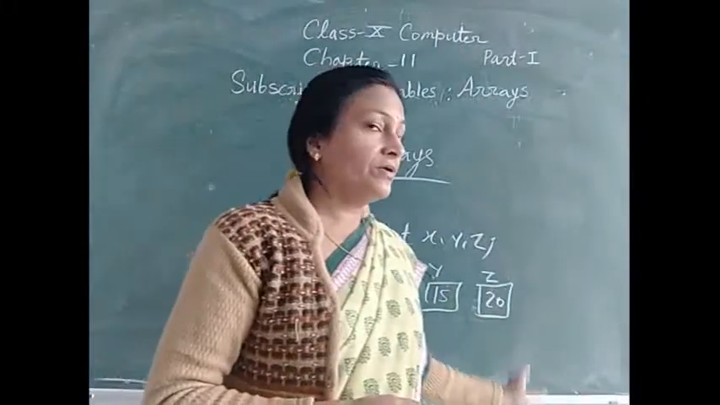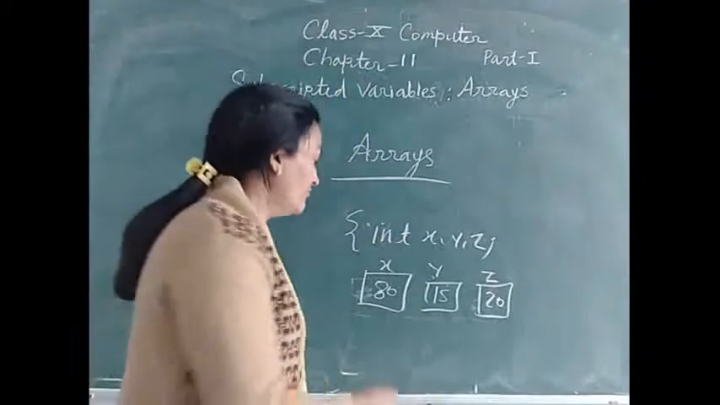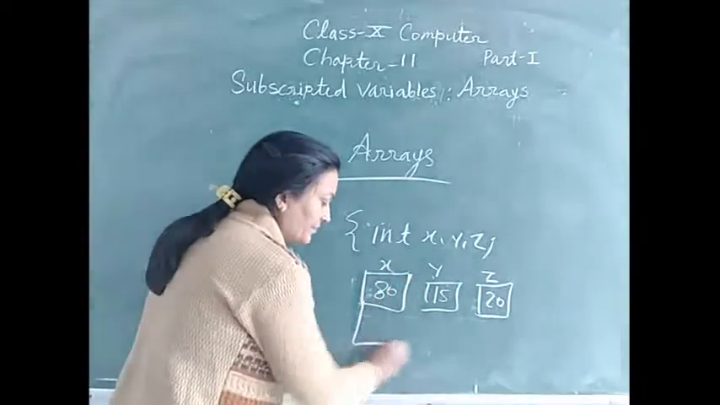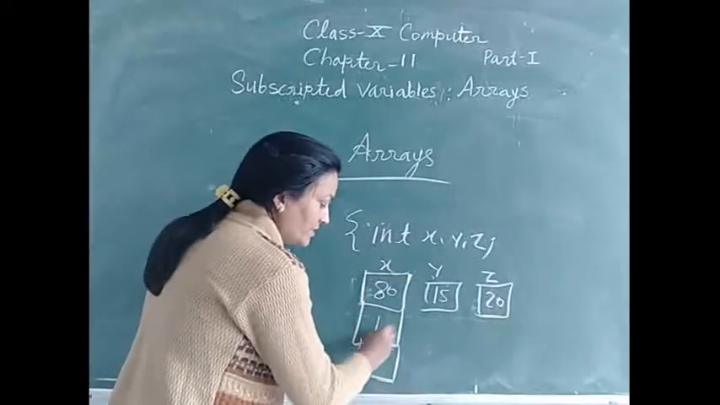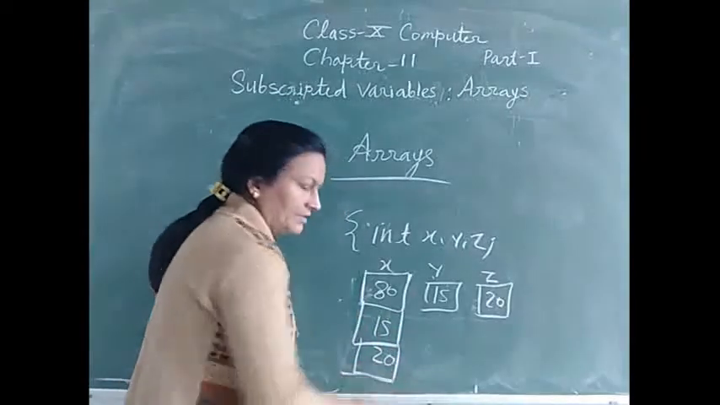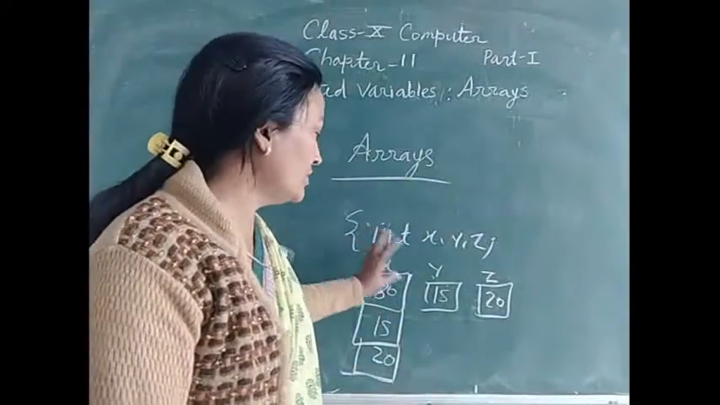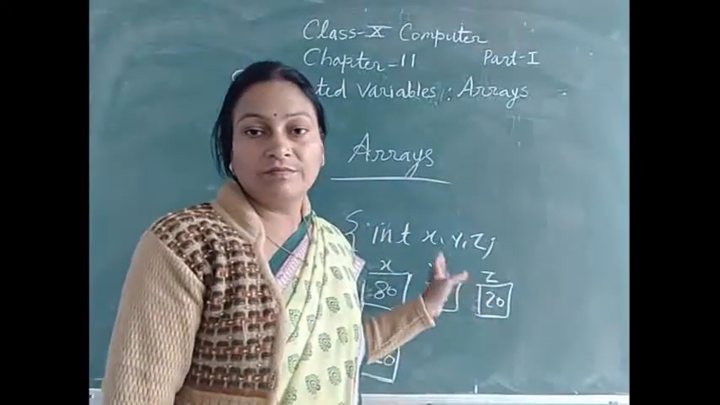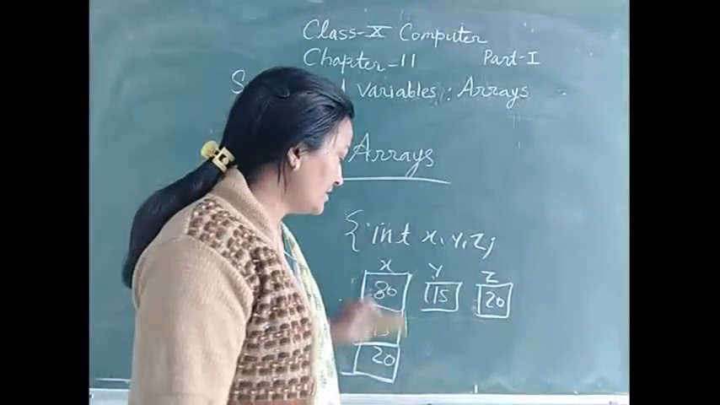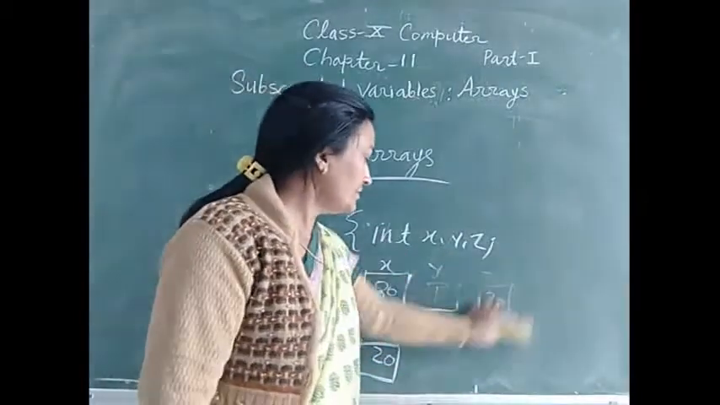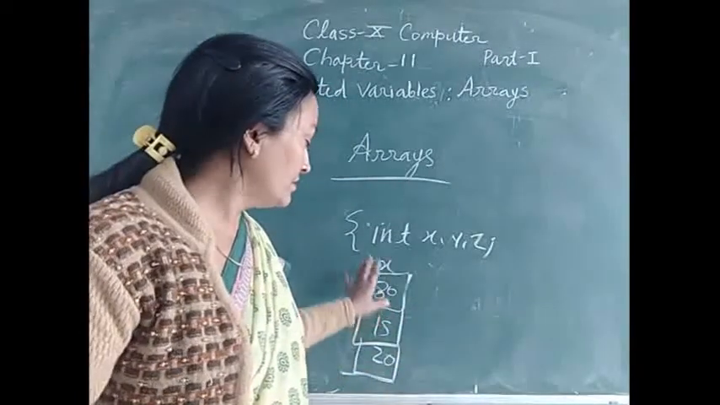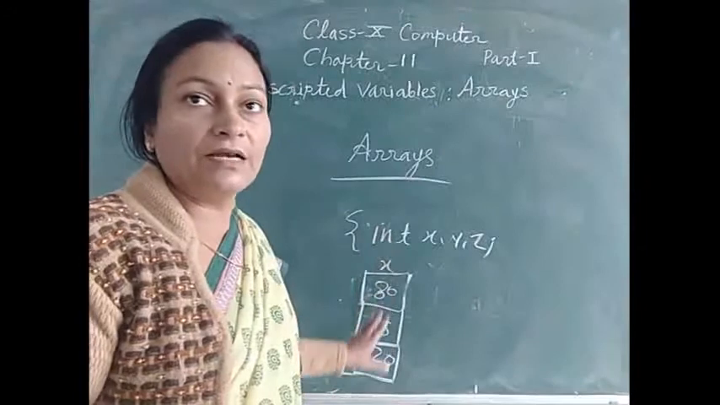So if we store these numbers, for example 20 and so on, there is no need to declare many variables. We take these numbers in a single variable. So, storing of these values in a single variable is called an array.